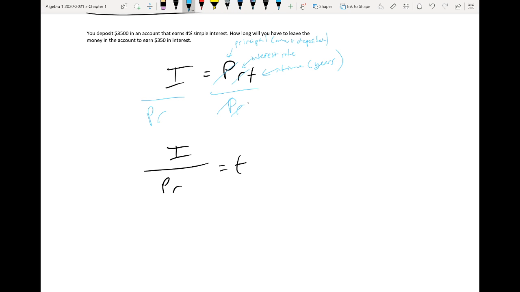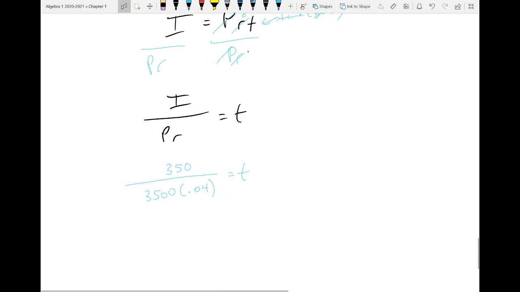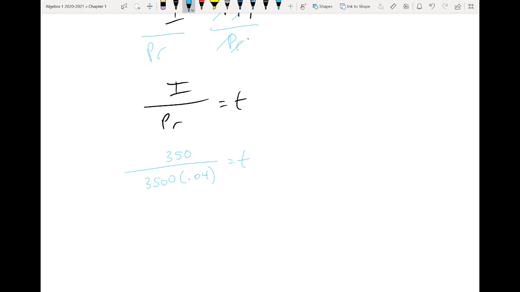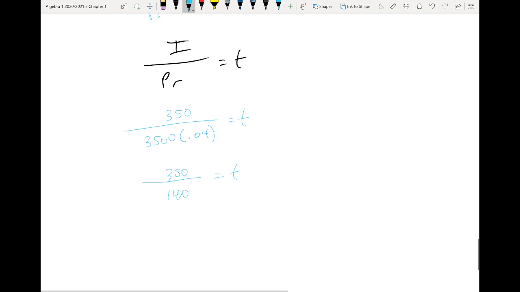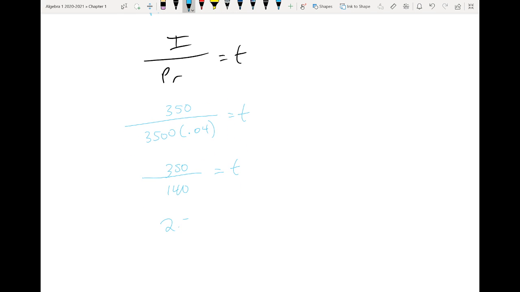Our interest earned is $350. Our principal is $3,500, and our interest rate is 4%, which you should know is 0.04. Okay, and that's what time is equal to. 0.04 times 3,500 is going to be 140, so this is 350 over 140, and that's T, so time in years. You divide that, it's going to be 2.5, and that's 2.5 years it would take you to earn that much interest.